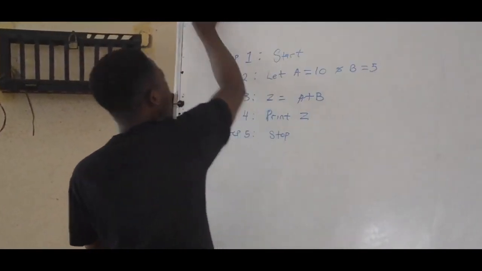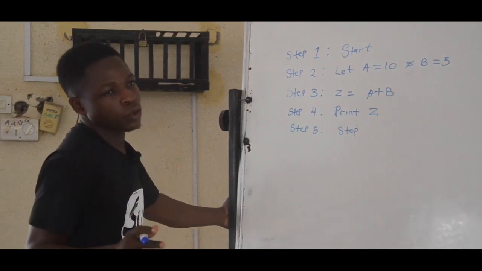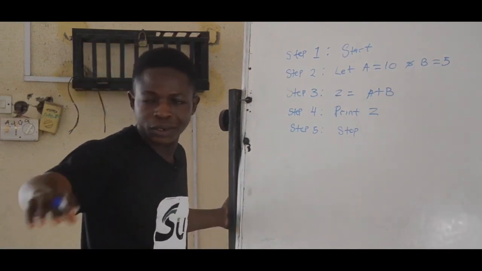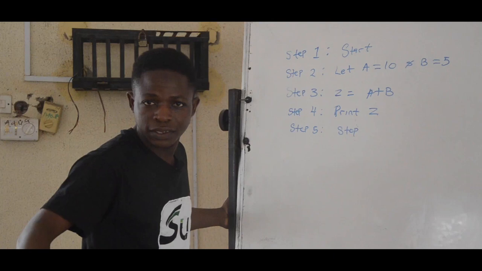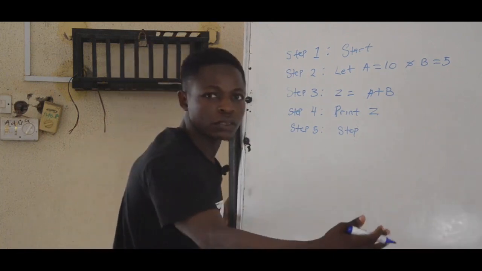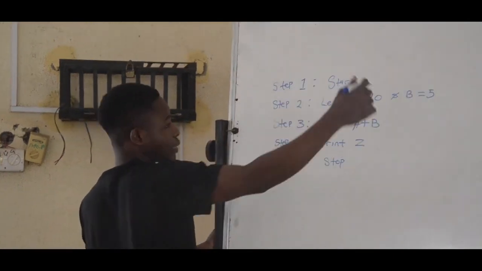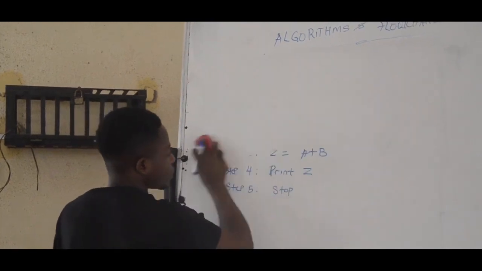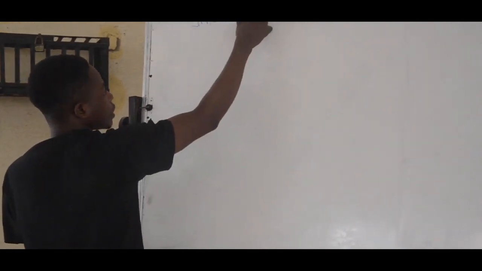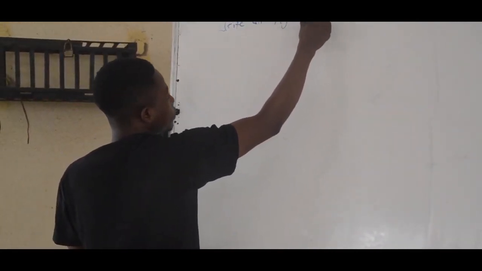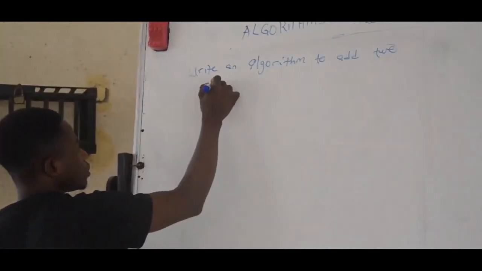So now I said write an algorithm that adds 2 numbers together. For this kind of algorithm, whether it's Ajay, whether it's Shola, whether it's Ibrahim, you ask the user, what are you bringing in? Is it 5? Is it 10? Is it 7? So the user has to input their own value. So now let's start. You are writing an algorithm to add 2 numbers together. So the question is: write an algorithm to add 2 numbers together.